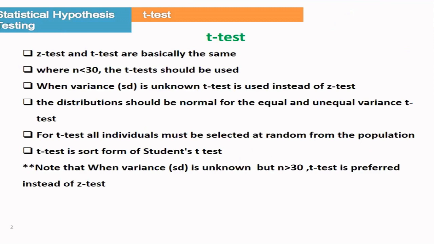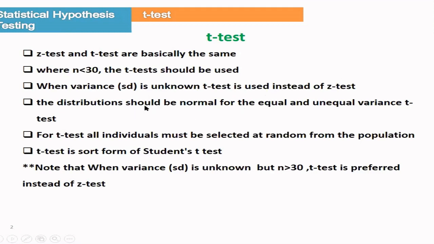We already learned the z-test. The t-test and z-test are basically the same, but the difference is that when the sample size is more than 30, we can use the z-test, but when the sample size is less than 30, we have to use the t-test. And second, for the z-test, the variance of the population should be known, but if it is unknown, then we can use the t-test instead of the z-test.